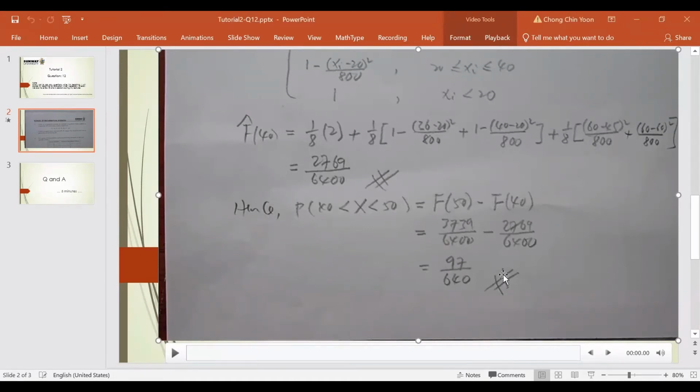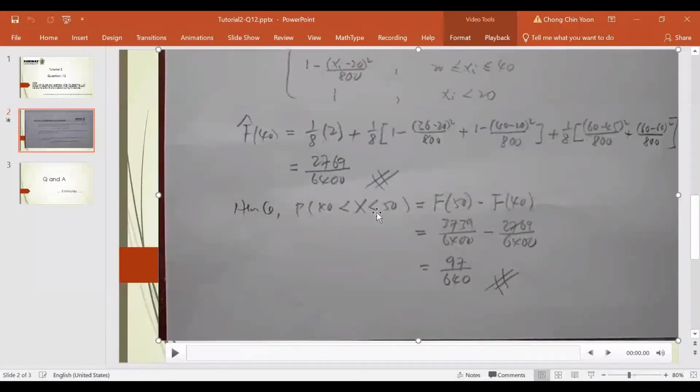Okay, class, we have done. So you can see that for this probability between 40 to 50 under this triangular, the answer is this. How much is it if you calculate? If you use a calculator, you will have about 97 divided by 640. You will have 0.1515. Okay, that is when we consider the continuous distribution in triangular.